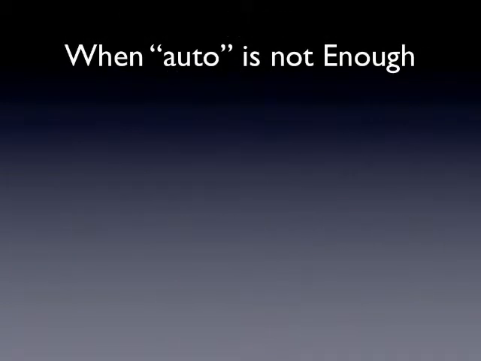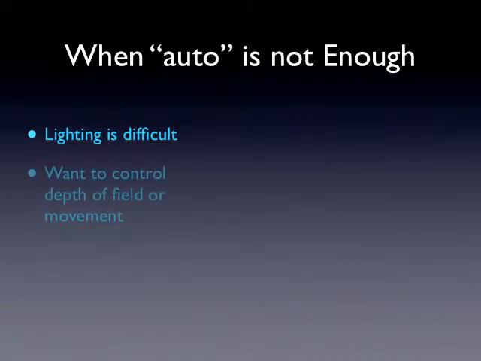So the point here is, when is auto not enough? When should I probably turn my camera on aperture or shutter priority or manual mode? Number one, when the lighting is difficult. In other words, it may be backlit or there's funny lights going on that might fool the camera. Number two, you might want to control who's in focus and who isn't in focus, or if there's runners, like there's a sports event, stopping action, so that controls the shutter speed.